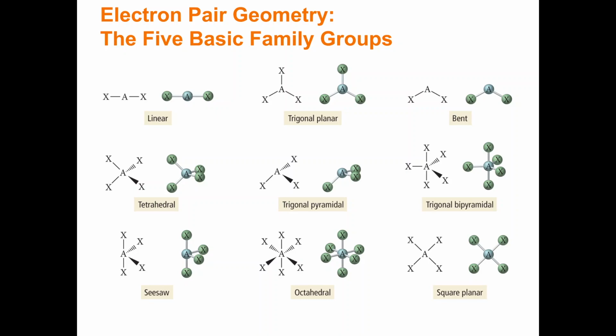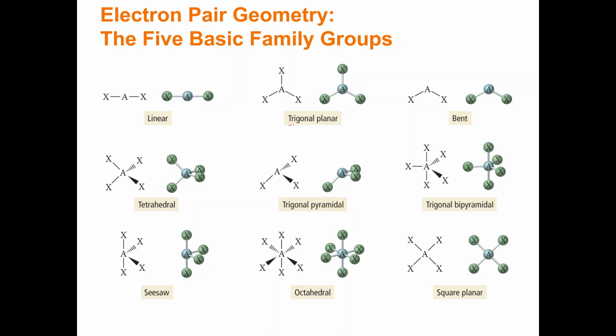That's for 2 things around the central atom, and notice here we have everything bonded. We'll talk about what the shapes are with bonded atoms versus if they're not in just a second. Next one: if we have 3, we have trigonal planar.